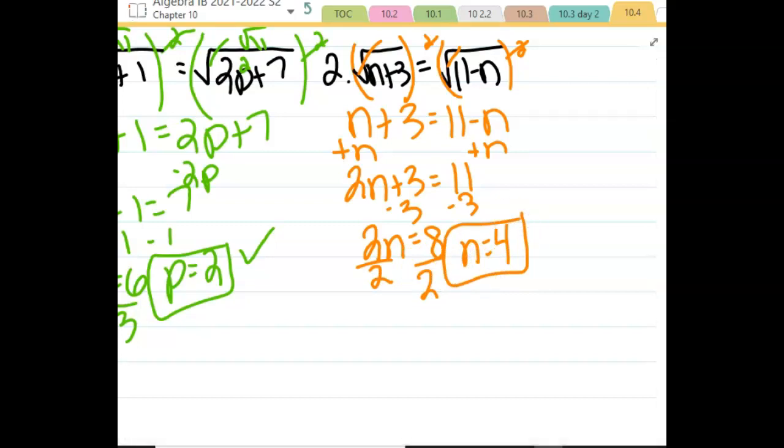Make sure we plug it in. If I plug in 4, 4 plus 3 is 7, so I get the square root of 7. 11 minus 4 gives me 7, so I get the square root of 7. Square root of 7 on both sides. Good deal.